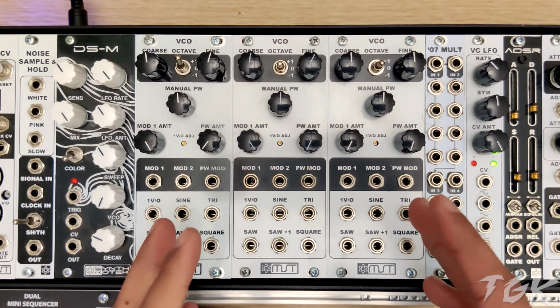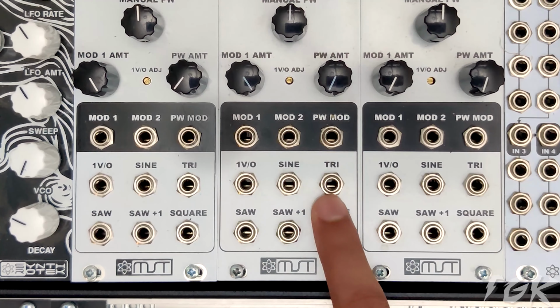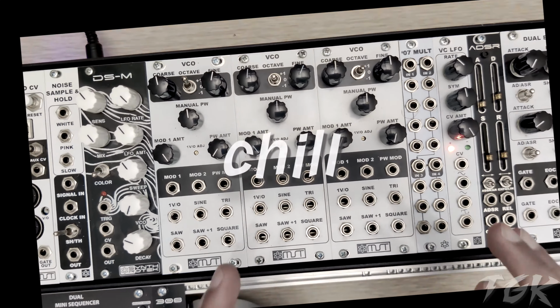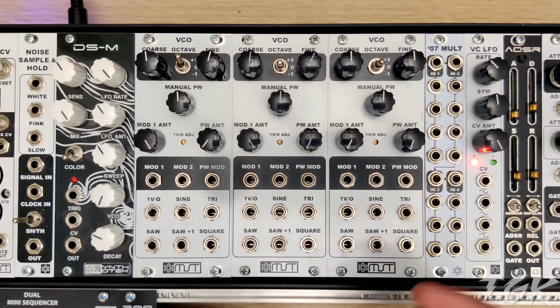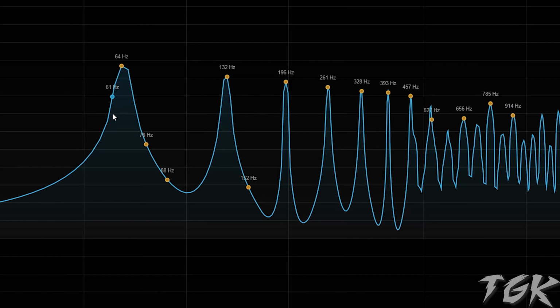Anyway, this oscillator is equipped with all of the basic sound wave shapes. Sine waves, triangle waves, saw waves, and square waves. Sine waves are the most chill, while saw waves have the most harmonics. Basically, the more harmonics, which are these extra peaks besides this big boy on the left called the fundamental.